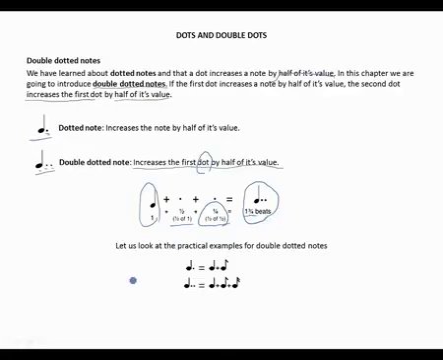Let us look at a practical example for double dotted notes. This is a double dotted crotchet. This is how it looks like. It's a crotchet added with a quaver. So this dot represents a quaver. Crotchet plus the first dot, which is a quaver. The second dot, which is half of the first dot, would be a semiquaver.